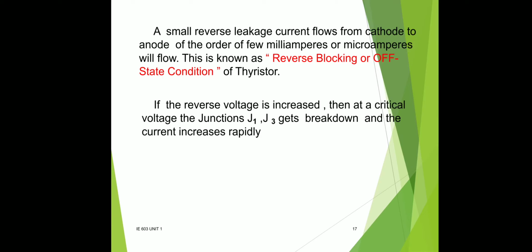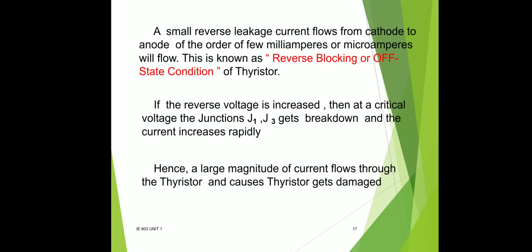If the reverse voltage is further increased, that is the cathode is made positive with respect to the anode, and this reverse voltage is further increased, the junctions J1, J3 break and the device is damaged.